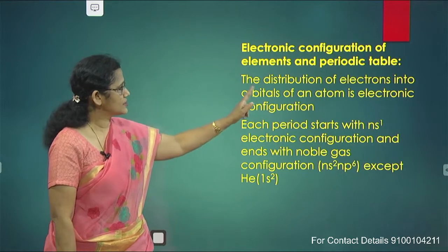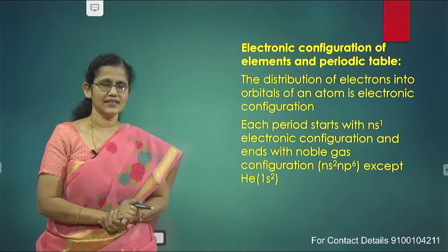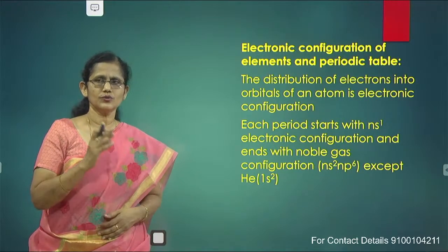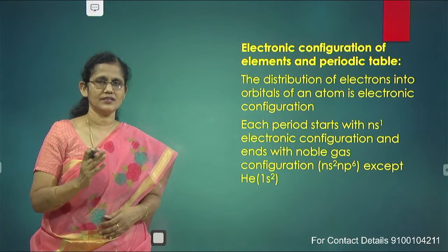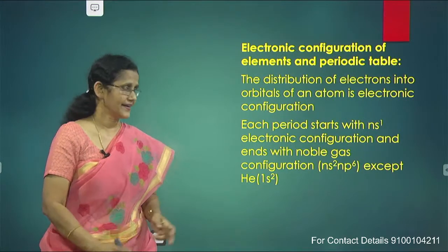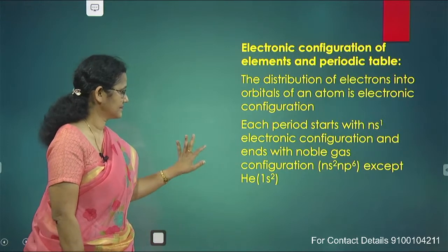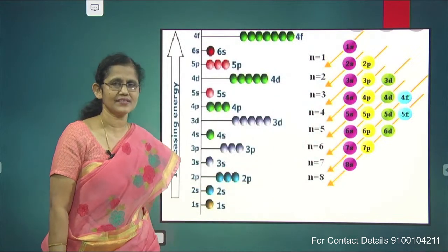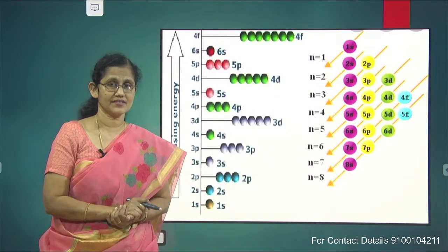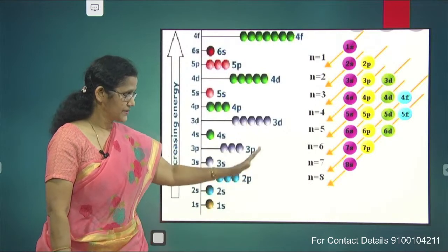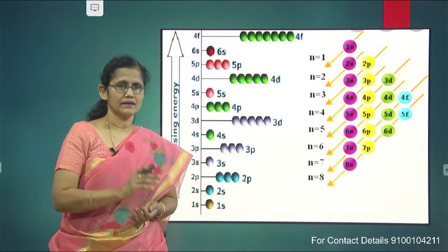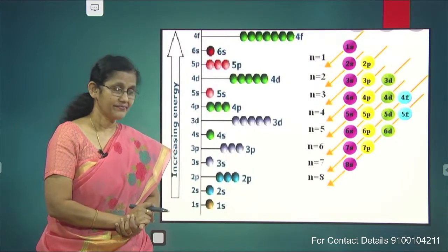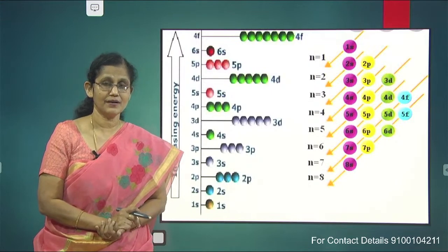The distribution of electrons into various orbitals in an atom is called electronic configuration. To know this, we must know the Aufbau diagram. This we might have studied in lower classes. The long form of the periodic table is the graphical representation of the Aufbau principle.